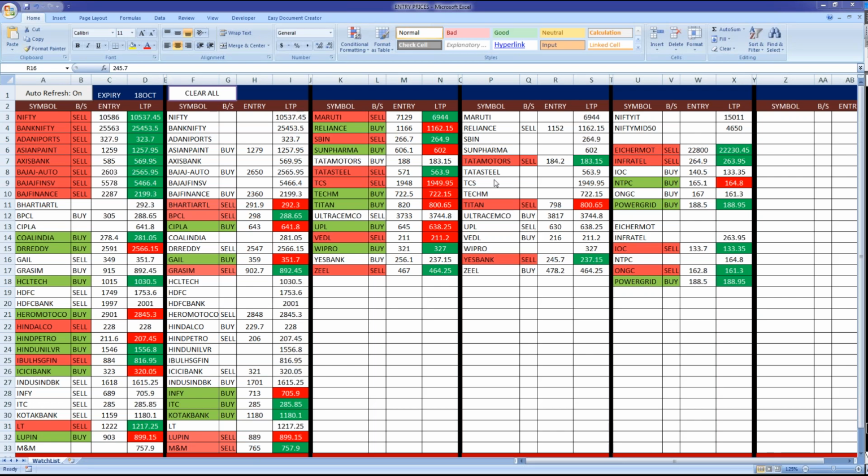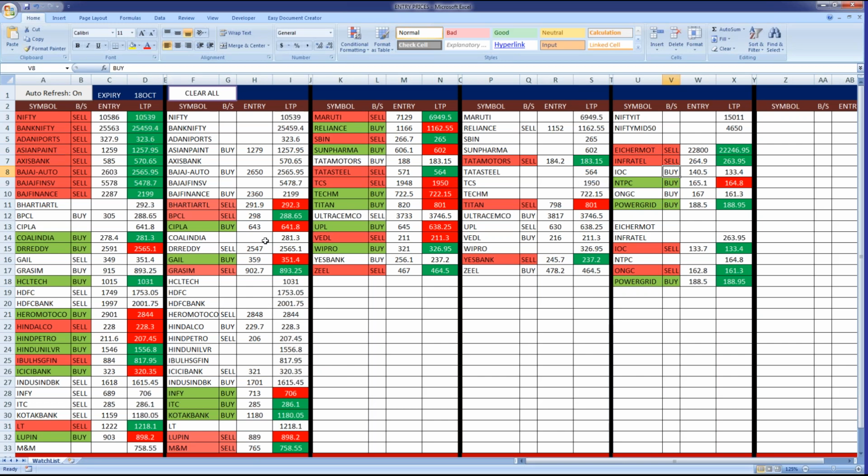And there are some calls which did not get triggered. Infratel, we had a very good profit. IOC, we have a profit. Power Grid is in profit. ONGC is in profit. On the sell side, I'm just showing the sell side, the buy did not get triggered. So this is how we trade. It's very simple.